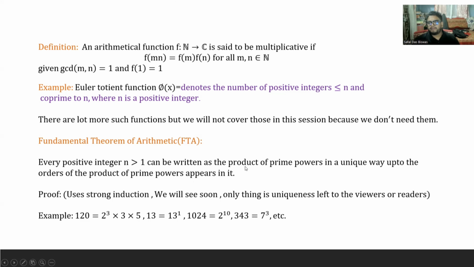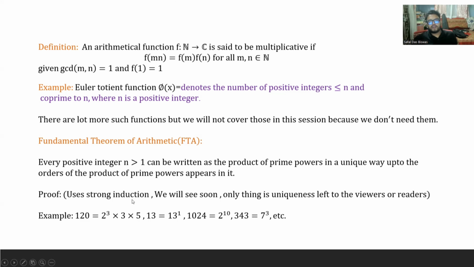If you take a prime number p and raise it to the power alpha, where alpha is a positive integer, obviously, then we say that this is a prime power, right?